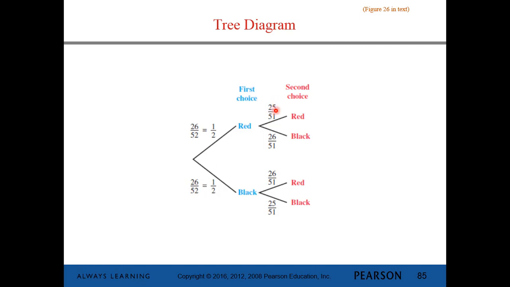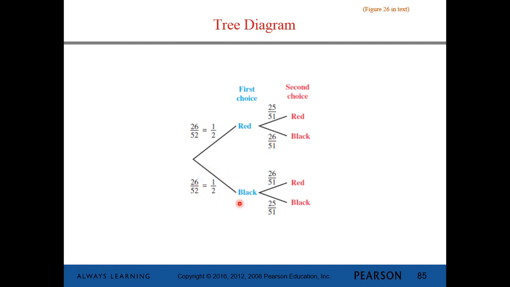Then what happens on the second choice? What's the probability of getting red on the second card if I know I got a red on the first draw? Well, it's going to be 25 red cards out of 51, because I drew a red card. So the number of red cards went down by 1, and the number of cards in the deck went down by 1. And the probability of getting black, if I got a red card in the first draw, is now, well, there's still 26 black cards in the deck because I drew a red, not a black, on the first draw. So there's still 26 black cards out of 51.